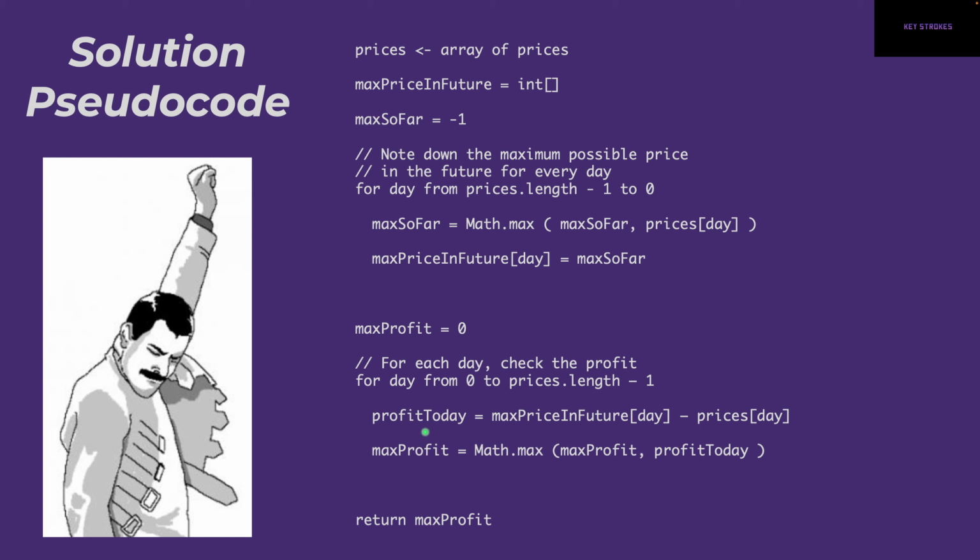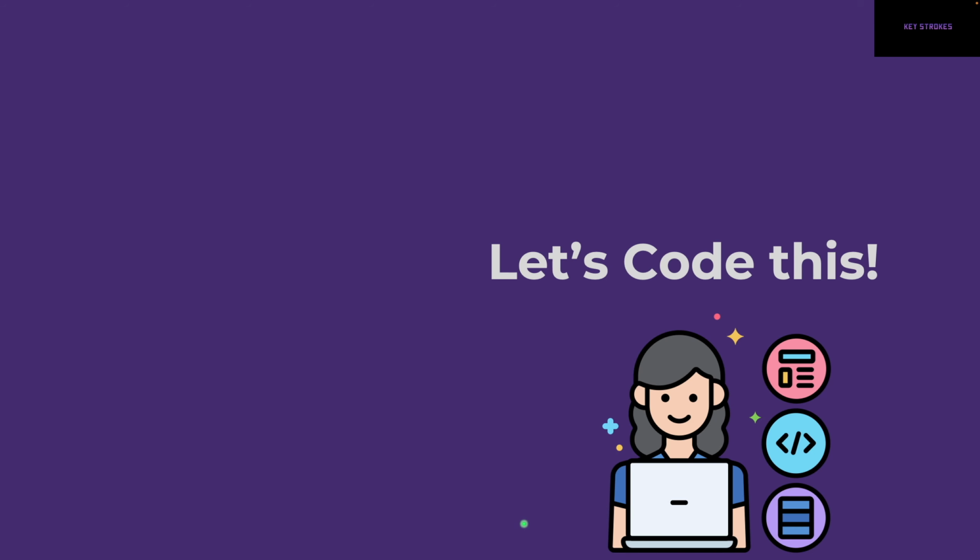Once we know the profit that we'll make today, we'll just update our max profit to be math.max of the max profit we have so far and today's profit, in case today's profit is higher. And after this loop is done, our max profit should have the maximum profit that we can make, considering we buy a stock today and sell it for the maximum price that we might see in the future. And so in the end, we just return the max profit. Okay, so let's jump into our IDE and let's code the solution out.